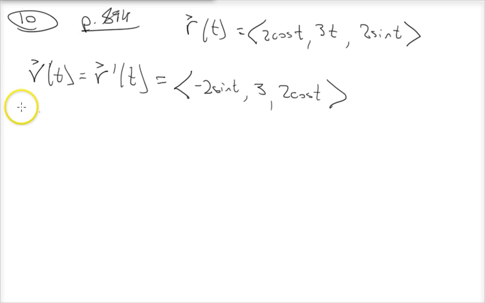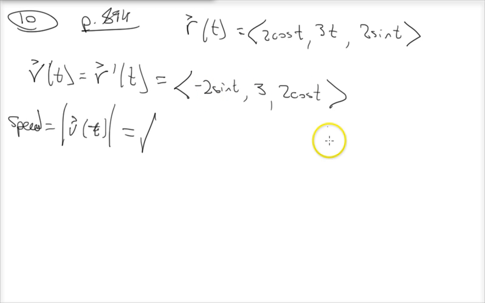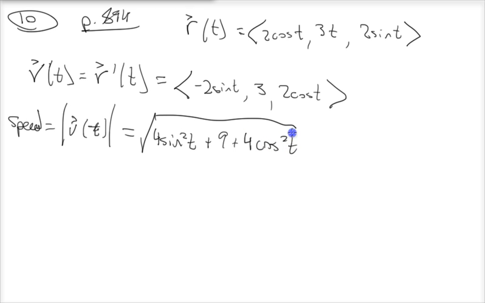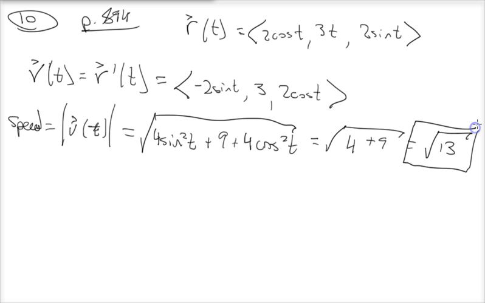And now that we have velocity, we can find the speed, which is going to be equal to the magnitude of the velocity vector, like that. We can find that by taking the square root of the sum of the squares of each of the components. So that's going to be 4 sine squared t plus 9 plus 4 cosine squared t. The 4 sine squared t plus the 4 cosine squared t is going to be equal to 4. So we're going to get 4 plus 9 under the radical, and that is going to be root 13. So we've actually got constant speed.